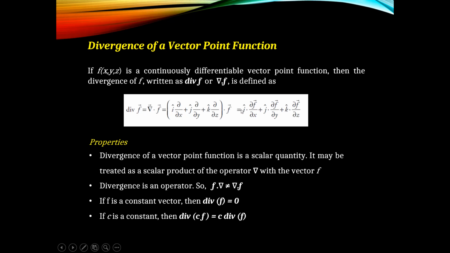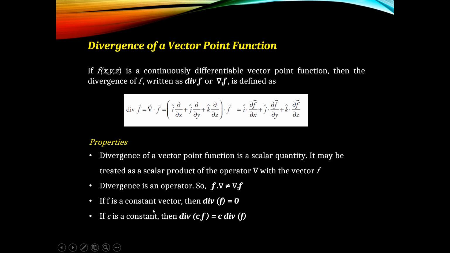So that turns out to be unit vector i dot dou f by dou x plus j dot dou f by dou y plus k dot dou f by dou z. The resultant will be a scalar. The resultant is a scalar quantity. We need to see that divergence is an operator, so del dot f is not the same as f dot del.